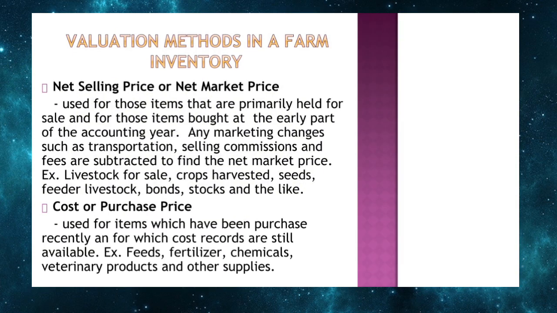In this slide, we begin the discussion of valuation methods. The net selling price or net market price method is used for items primarily held for sale, such as market livestock, harvested crops, seeds, and financial assets like bonds or stocks. The value is determined by subtracting marketing costs such as transportation or commissions from the market price.